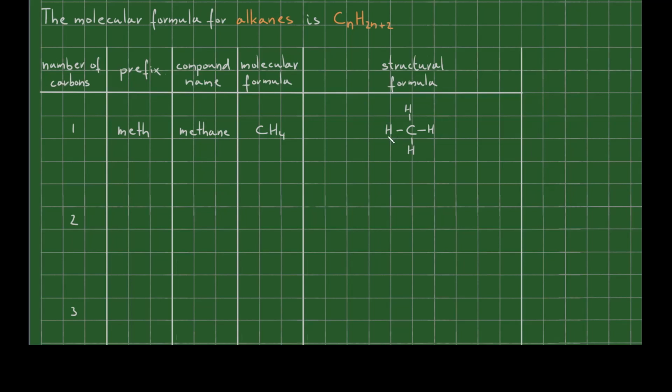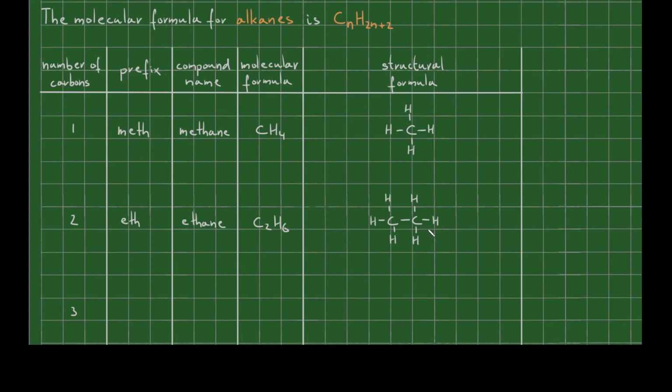What if I have 2 carbons? Well then, the prefix is eth, and the name of the compound will be ethane. The molecular formula is now C2H, and now I'm going to use the general formula. I will have 2 times 2, that is 4, plus 2 is 6. So the molecular formula for ethane is C2H6. What about its structural formula? I have 2 carbons that are linked together, and then each carbon needs to have 4 bonds. So I'm going to draw them in. I'm going to draw in the remaining hydrogens.